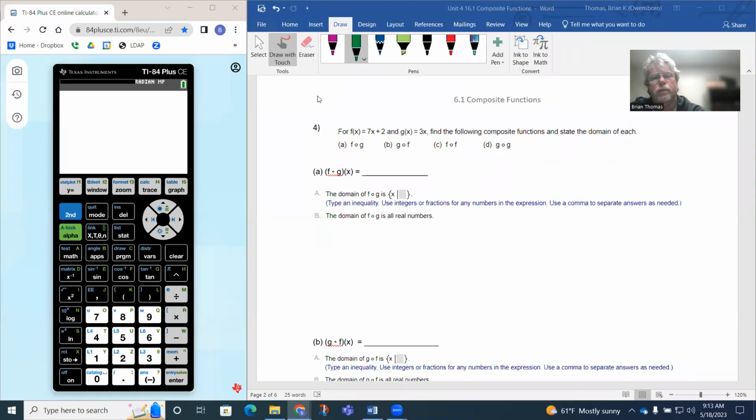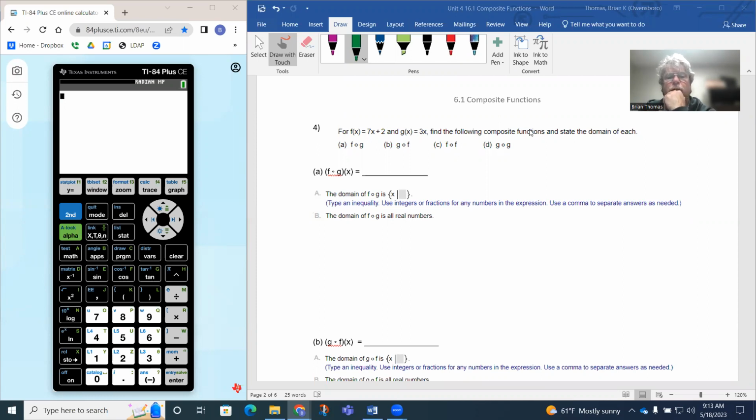Question 4, working with composite functions. We have the function f of x equals 7x plus 2 and the function g of x equals 3x. Find the composite function and state the domain of each function.